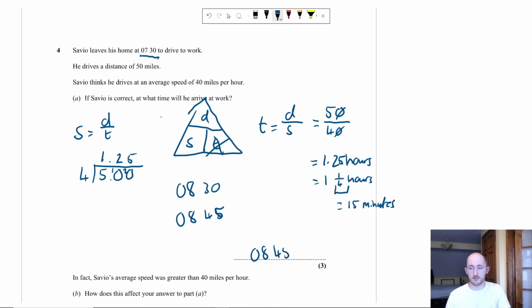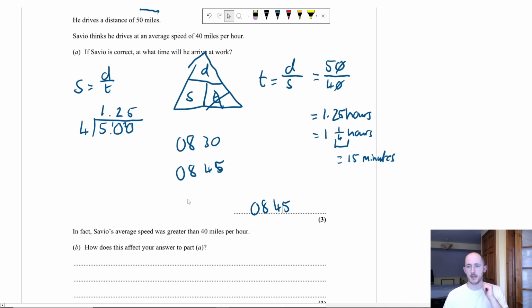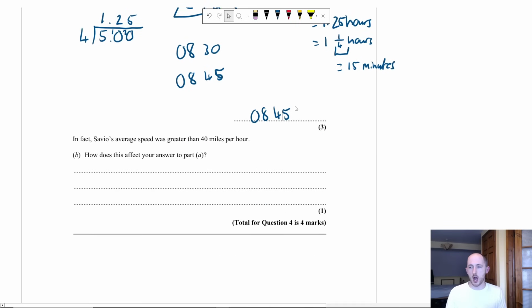That's 3 marks. Pretty good, I think. In fact, his average speed was greater than 40 miles an hour. Well, how will that affect our answer? Let's think about it logically. If I leave to go to work and I travel faster, then it should take me less time, right? Let's say if you walk to school, it takes you half an hour. Now, if you get dropped off at school, a car goes a lot faster than you walking, so you get to school a lot sooner, which means he will arrive earlier.